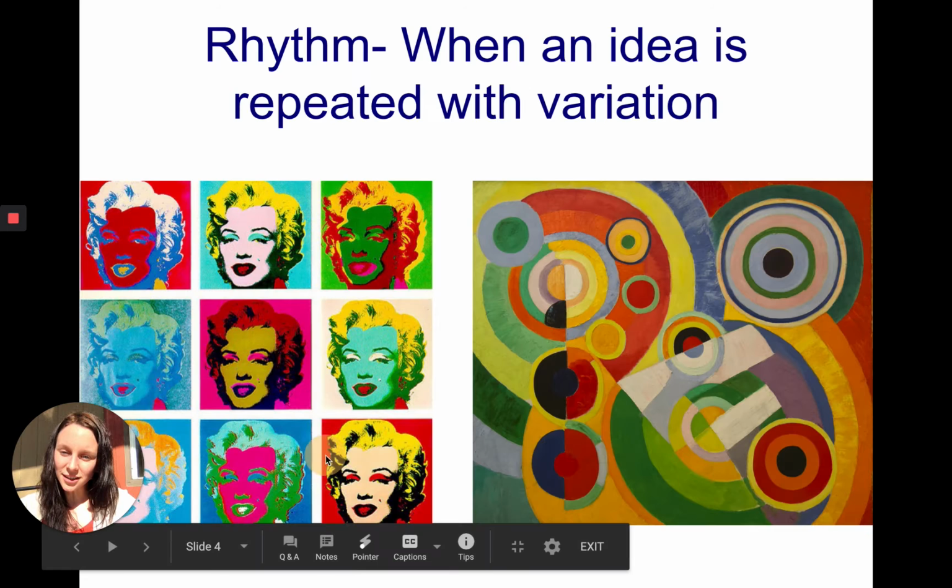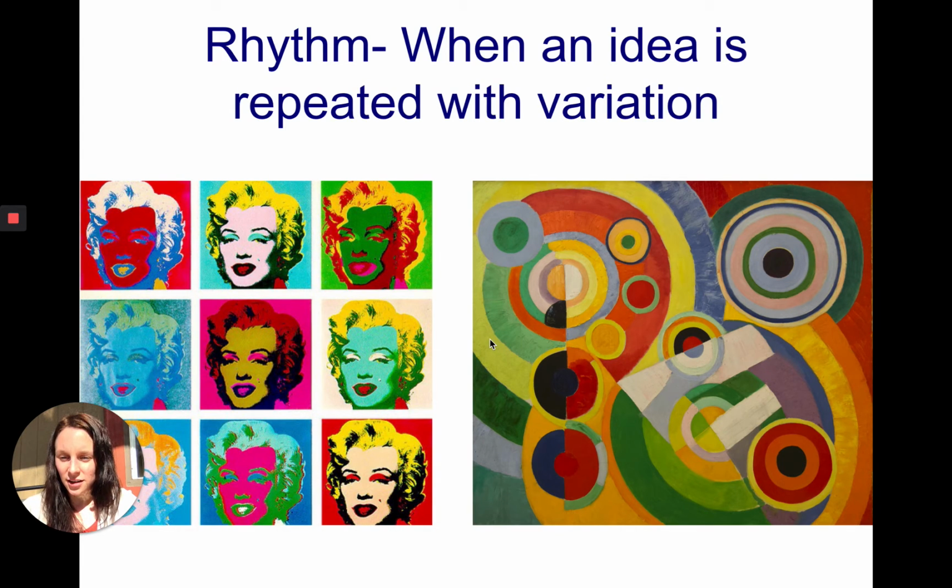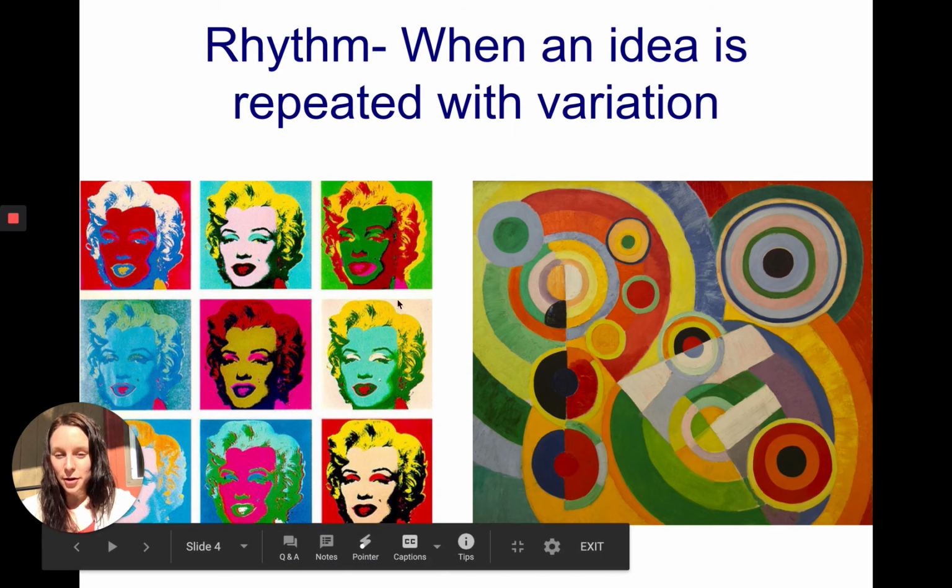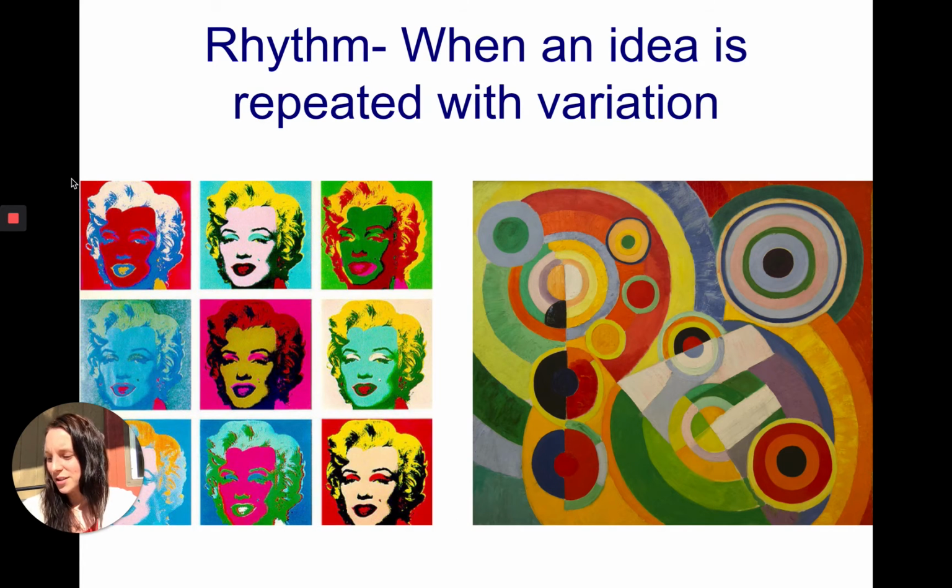which is rhythm. Okay, so rhythm is when an idea is repeated with variation. So we're still repeating something, but we're changing it a little bit each time. So if we look at this print of Marilyn Monroe, that was done by the pop artist Andy Warhol. Andy Warhol was a pop artist, which means he chose images from popular culture. That's where that term comes from. And he used them in his artwork. So Marilyn Monroe was a very famous actress at the time, and he used her in his art piece.